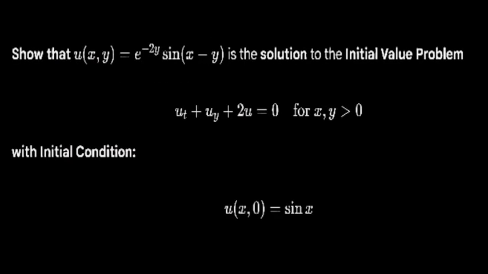Now, the PDE is already given, that is ux plus uy plus 2u is equal to 0. The initial condition is also given, that is u(x, 0) is equal to sin x. And the proposed solution is the function that is also in the question. Let's now go to verification. To verify the PDE, we need to find ux, the partial derivative of u with respect to x, and the partial derivative of u with respect to y.